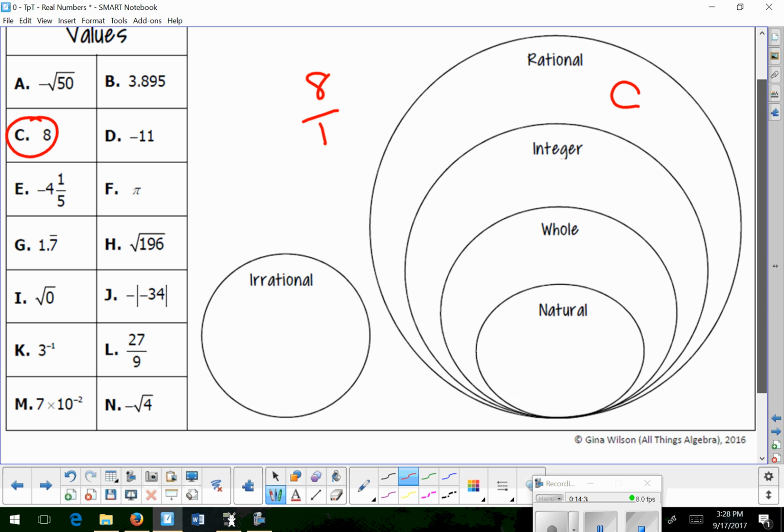So now I'm going to take this letter C and I'm going to see how far I can move it down the chart. So it is a fraction. If I write it in decimal form, it is 8.0. It is a positive 8, so I can move it down to whole, and it's not a 0. So it belongs in the natural circle. So if I asked you, what are the vocabulary words for the number 8, you would say, it's rational, comma, integer, comma, whole, comma, natural.